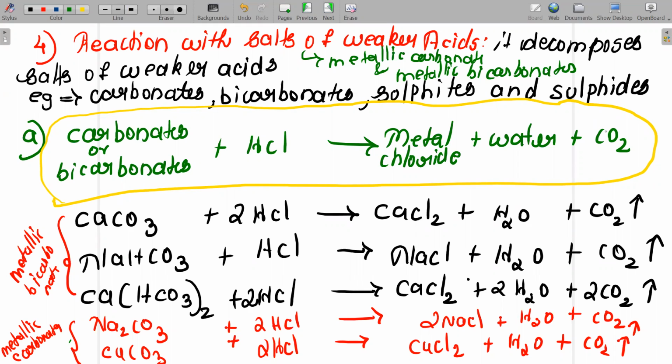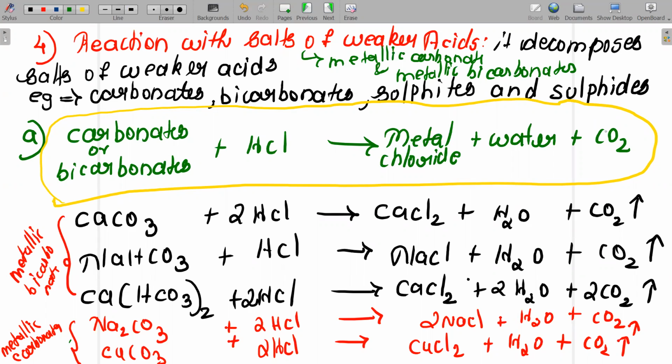So for example, let me take first CaCO3. Into that CaCO3, I introduce HCl. What did I get? Calcium chloride, right? Plus water plus CO2. So my equation is right. One more example we'll take.